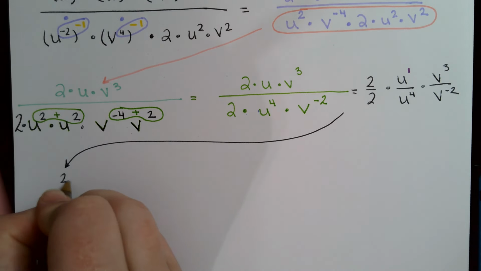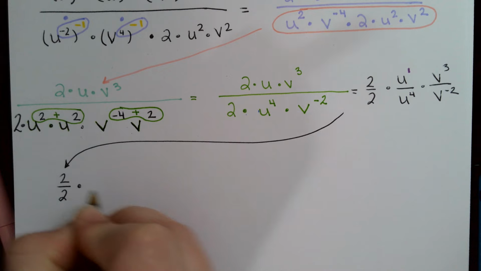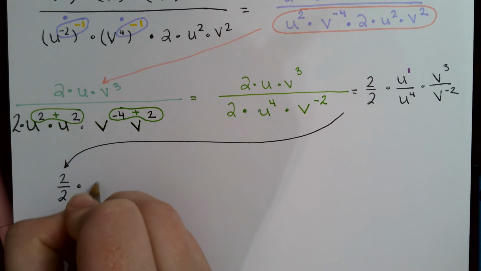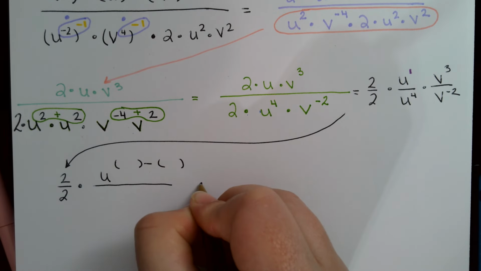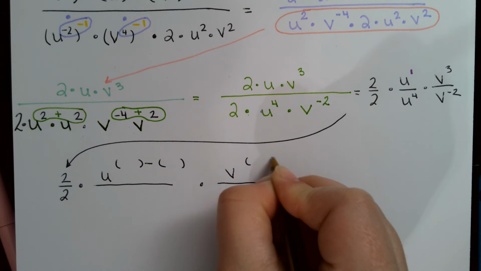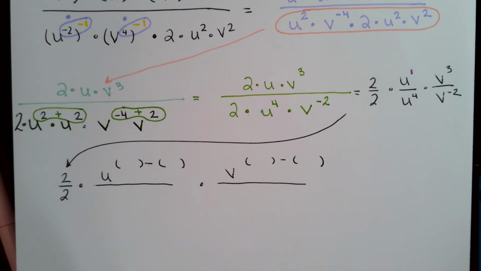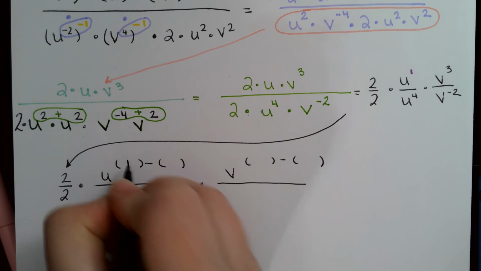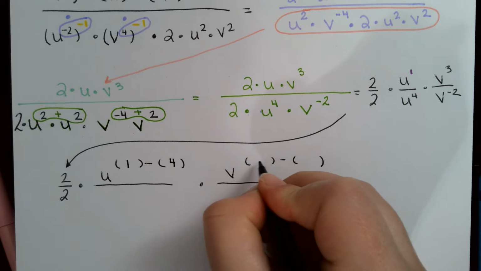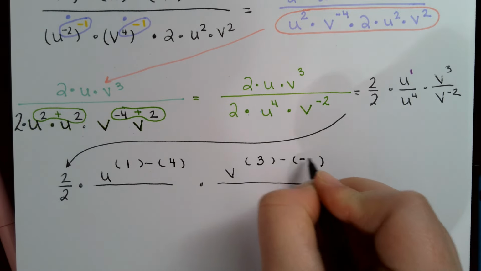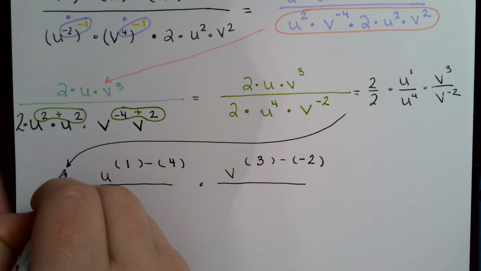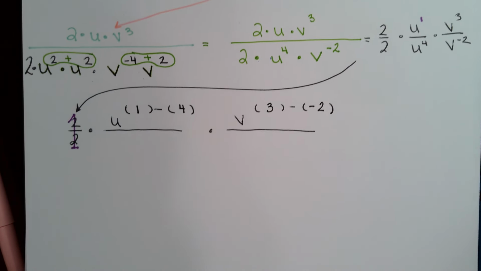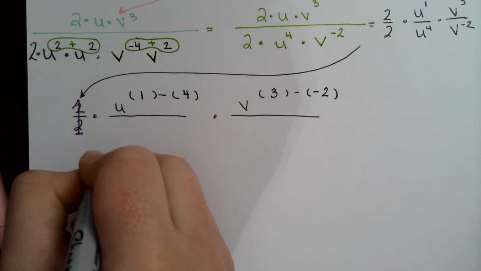The 2 over 2, I am going to write that down. This is basic division. This is just 2 divided by 2. For the u's, we are going to do top minus bottom. And for the v's, we are going to be doing top minus bottom. On top, for u, we have 1 and 4. For v, we have 3 and negative 2. Be careful with that double negative. 2 divided by 2 is just 1, so you can keep 1 on top, 1 on the bottom. You don't have to. I am going to do that just for a little bit.